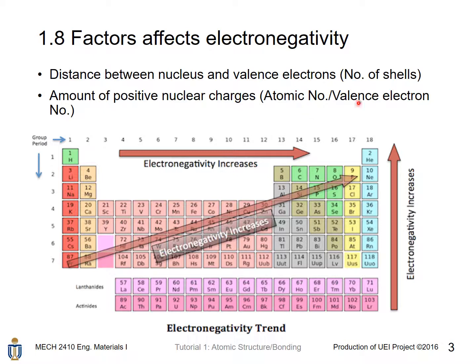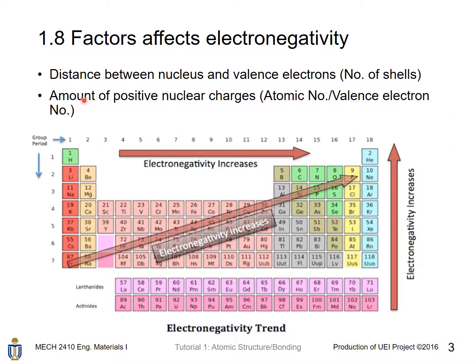There are some factors which affect electronegativities. The distance between the nucleus and the valence electron, which is represented by the number of shells, the period number, or the principal quantum number. For a larger distance, the electronegativity will be smaller, as the attraction force is smaller. The amount of positive nuclear charge will also affect the electronegativity.